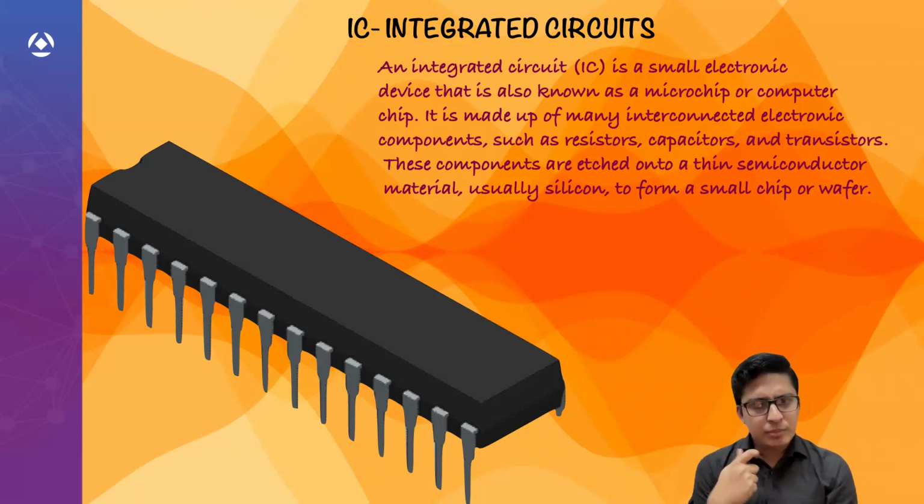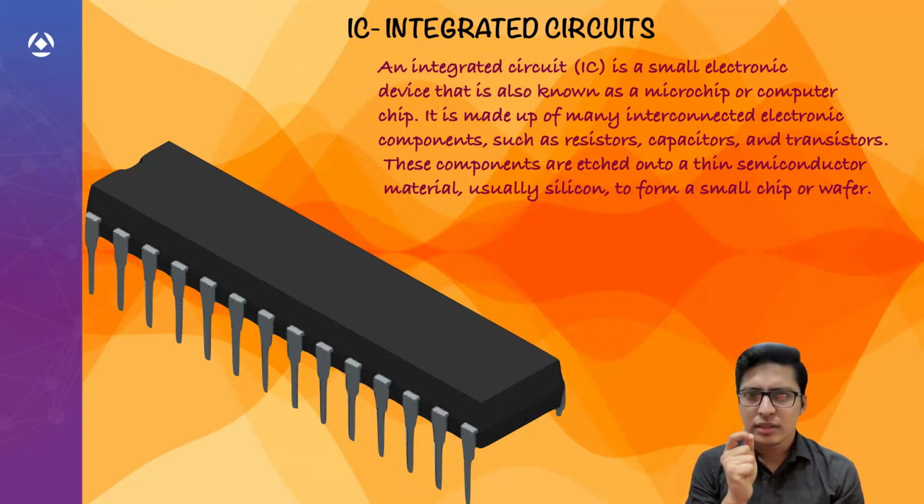These circuits can also be arranged in such a format that a very specific set of instructions is given on how electricity will pass and how operations are going to be performed. So it is made up of many interconnected electronic components. What are those components, dear students? They can be resistors, capacitors, transistors, etc. These components are etched into a thin semiconductor material.